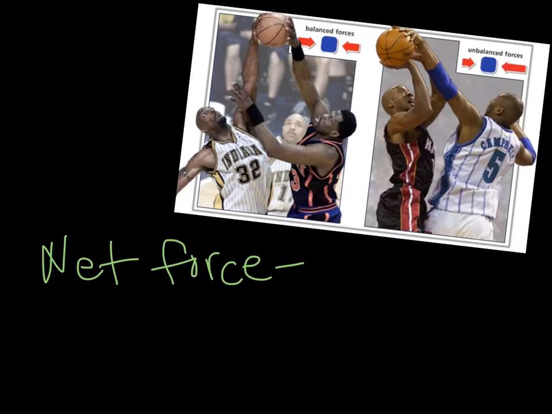Take a look at this picture here, right? This ball is going nowhere. However, in unbalanced forces, like the one here where you have one player that is forcing the ball further than the other player can hold it, this is where you're going to get that change in motion.